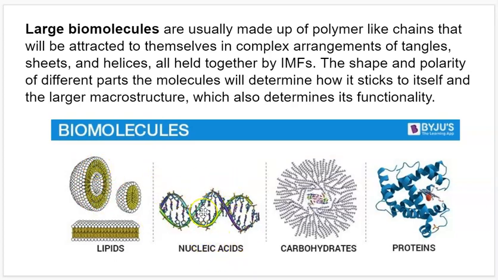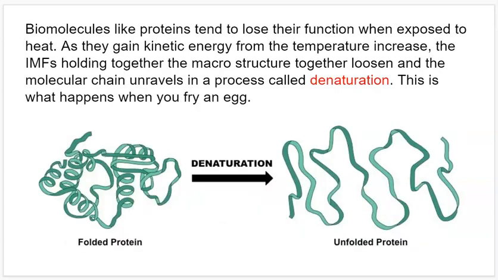And then you have nucleic acids, which are also just chains of molecules, and carbohydrates, which are similar to lipids, but they're chains of sugars. And the shape and polarity of the different parts of these molecules are going to determine what its structure is and what its functionality is. So I talked a little bit about proteins in the last one, but proteins in particular are a pretty interesting biomolecule. You have this long chain of amino acids that coils and wraps around itself, forming helices and knots.